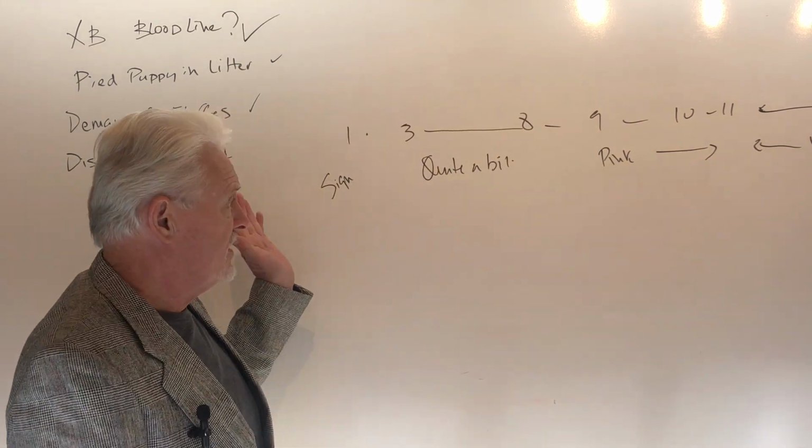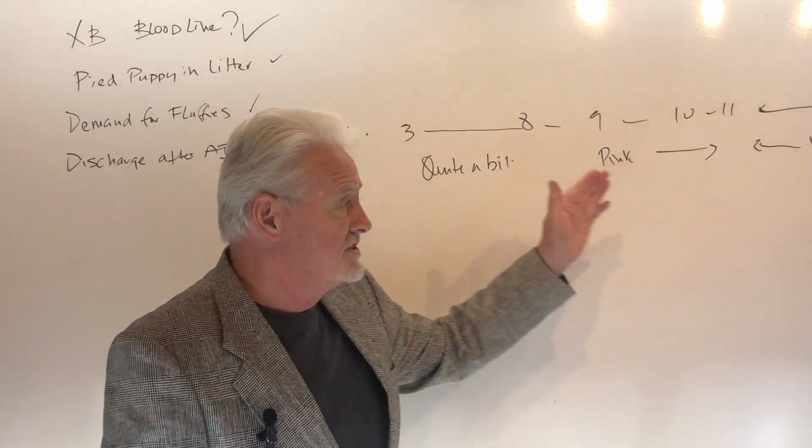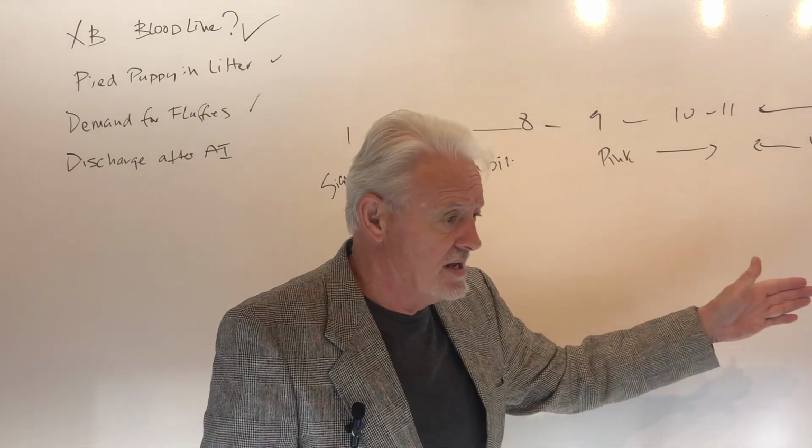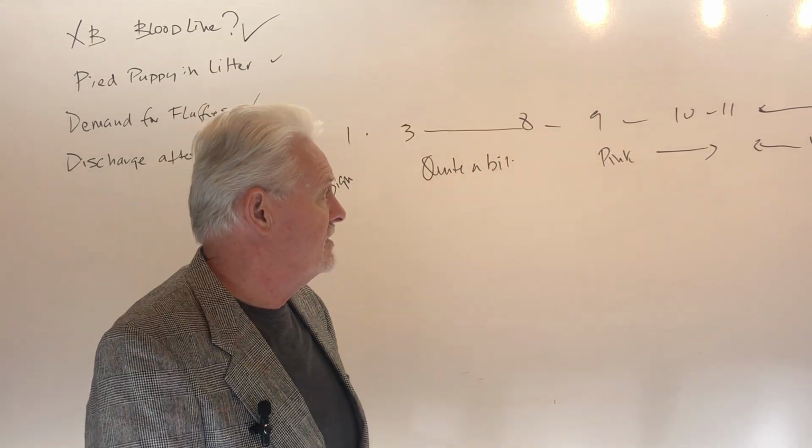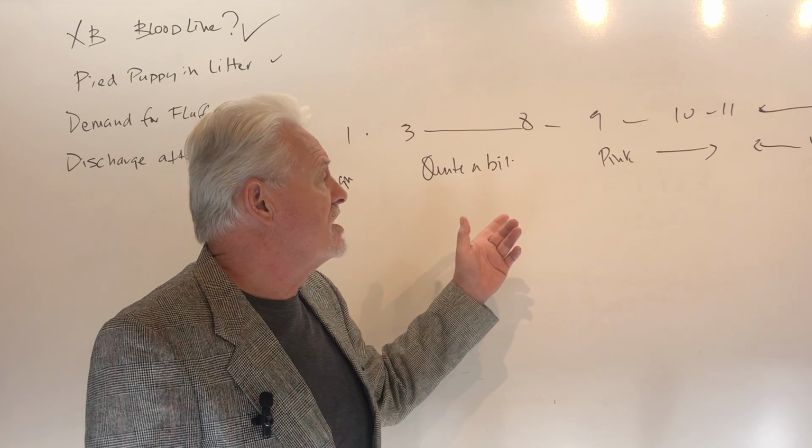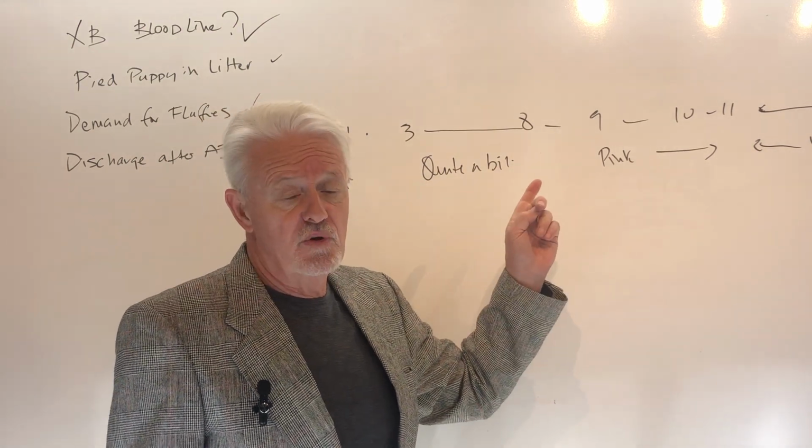Some dogs, blood all the way through. Some dogs you can hardly tell they're in heat, maybe just from their behavior. The AI should not make any difference to the blood that you see.